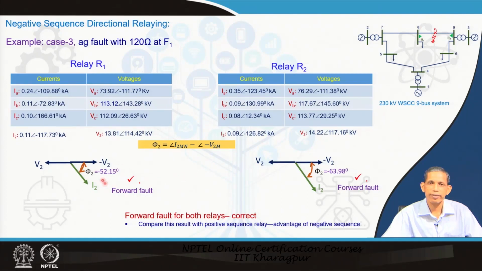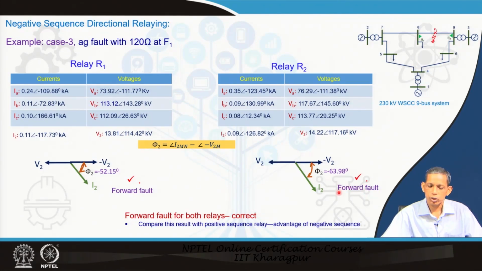This was incorrectly identified by the positive sequence approach. Now, it is correctly identified as negative, because we mentioned that RF does not affect the negative sequence component, which is true. Looking at the R2, the corresponding phi 2 is minus 63.98 degree. So, minus angle, forward fault. So, this also correctly identifies the fault.